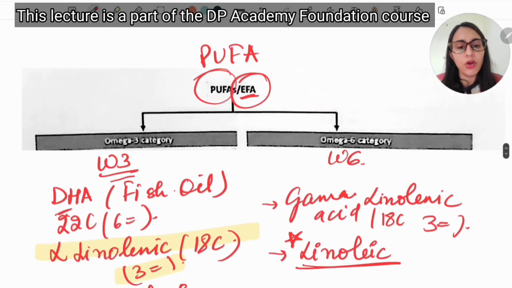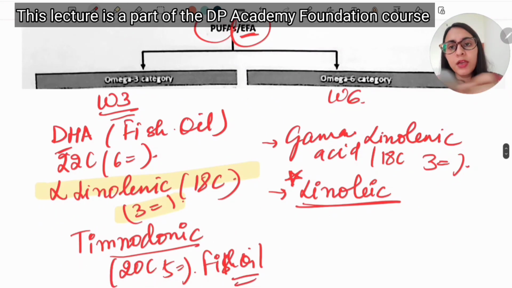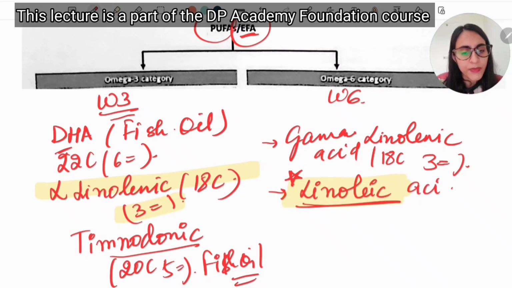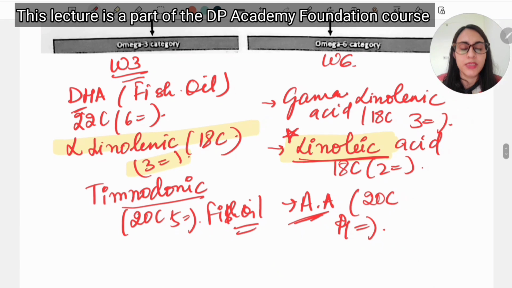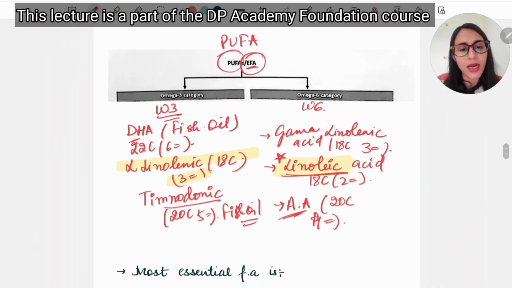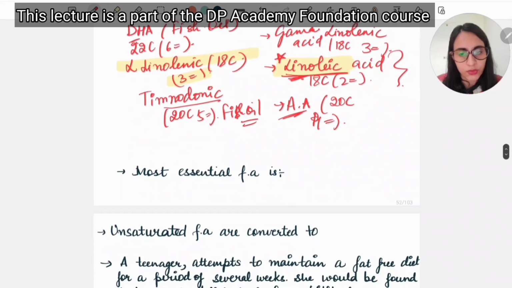So which is the most essential among all these? Or they can ask you an exception based question, which of the following except is an essential fatty acid. Remember, linoleic acid is very important. It is the most essential fatty acid. Linoleic acid is 18 carbon having 2 double bonds, and it is in safflower oil. Then we have arachidonic acid, which is a 20 carbon compound having 4 double bonds. Arachidonic acid is present in animal fats. So if I ask you the most essential fatty acid, it is linoleic acid. It forms prostaglandins and leukotrienes.